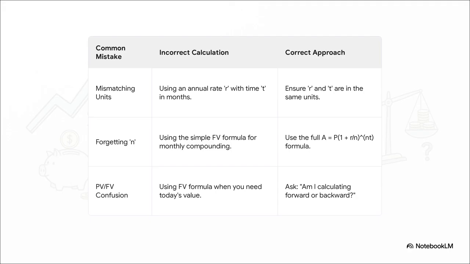The number one error I see, hands down, is mismatching units. If your interest rate R is an annual rate, your time T has to be in years. If you use an annual rate but plug in the number of months for T, your answer will be wildly incorrect. The next one is just forgetting about N when interest is compounded more than once a year. That will always make you underestimate how much money you'll have. And finally, before you even pick up a calculator, just pause for 1 second and ask yourself, what question am I trying to answer here? Am I trying to see into the future, or am I trying to value something today? Just asking that simple question can save you from a world of hurt.